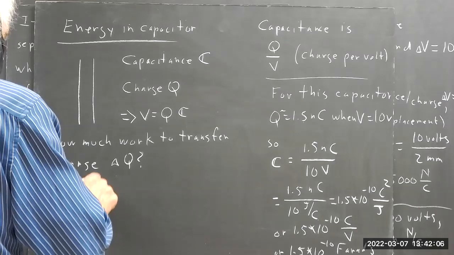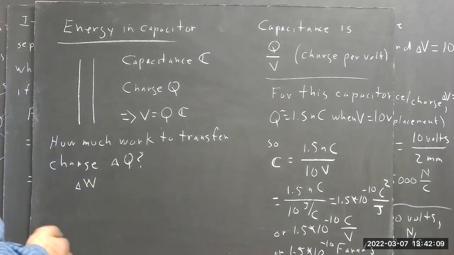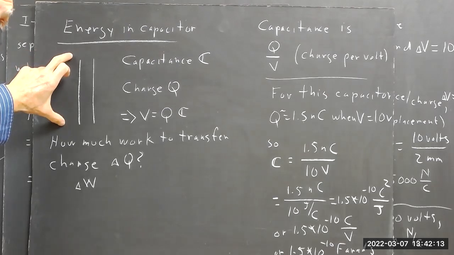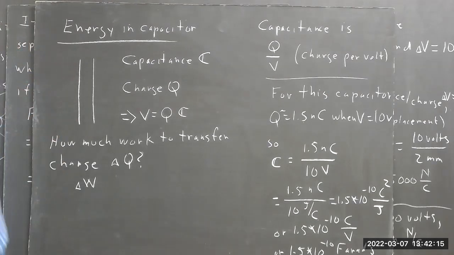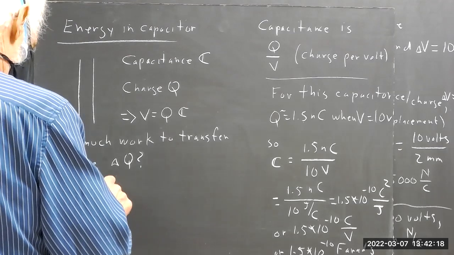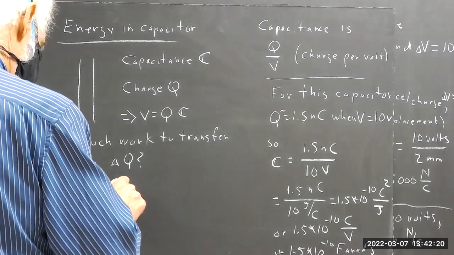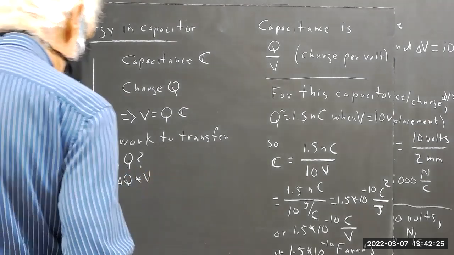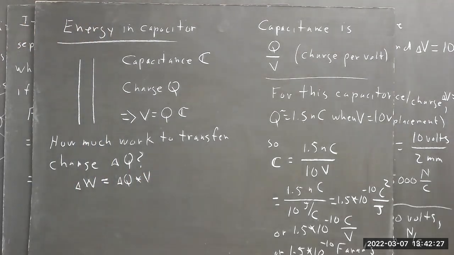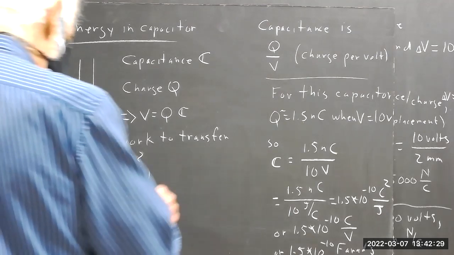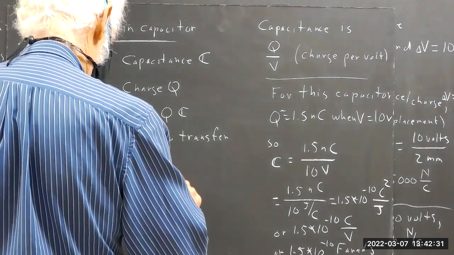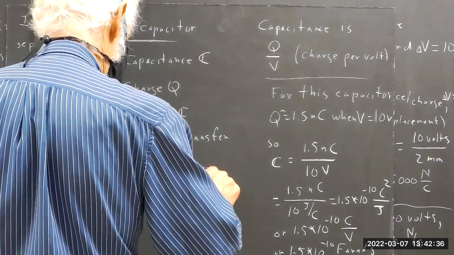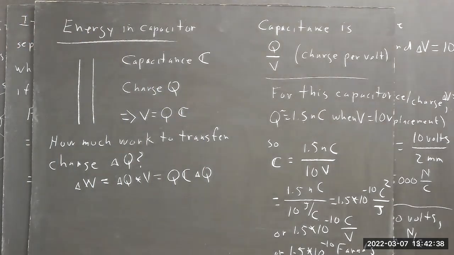And I'll say work contribution because we're going to talk about how much work it takes to charge this thing. Delta W then equals delta Q times V, right? And that we could write as Q over C delta Q.